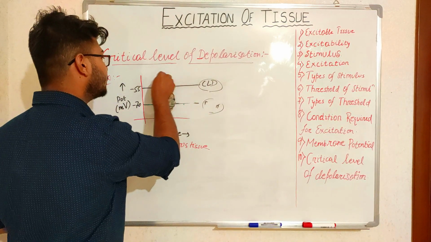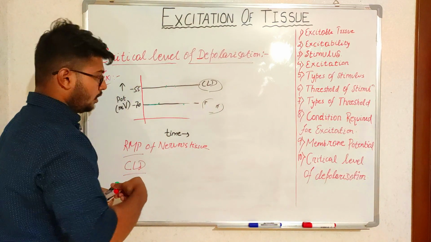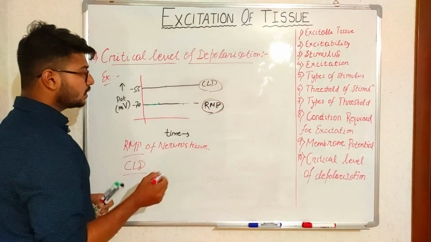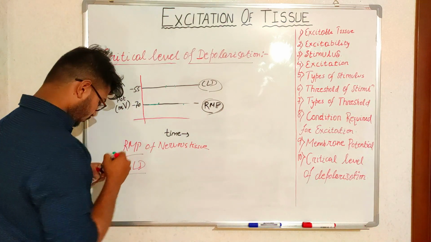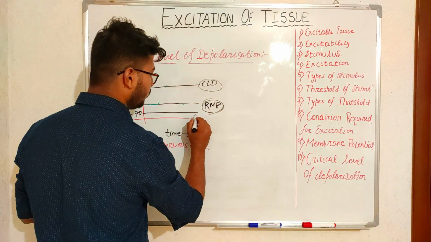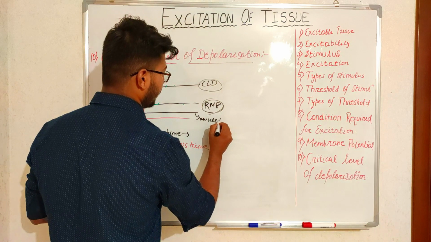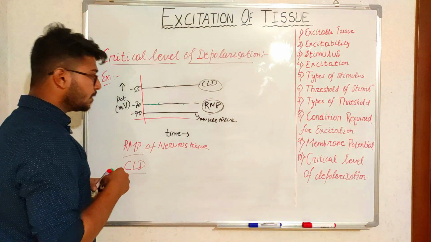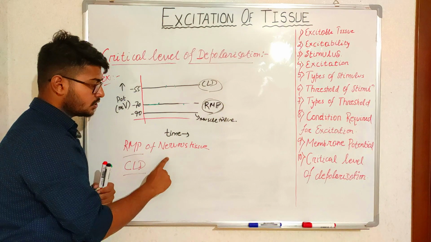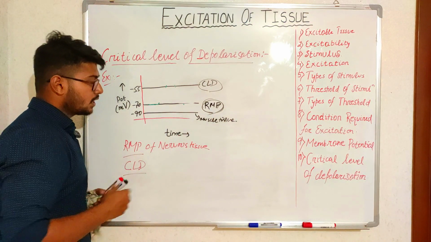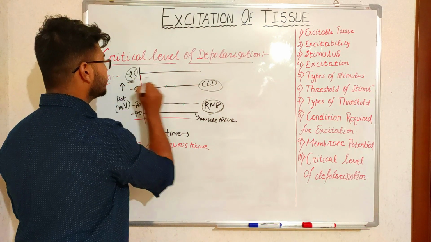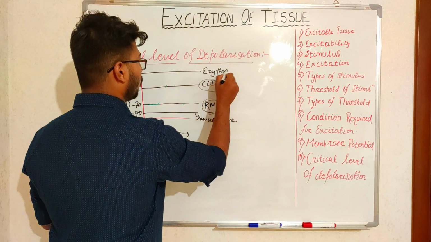What is the critical level of depolarization, and what is the resting membrane potential of nervous tissue? If I compare it with the resting membrane potential of muscle tissue, it will be around here, minus 90 millivolts; this will be for muscle tissue. Okay, this is an important graph. You should remember the critical level of depolarization and the resting membrane potential of different tissues, nervous tissue, then muscle tissue. And one more example is that erythrocytic cells will be minus 25.